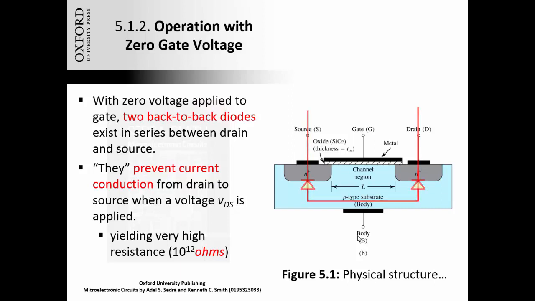All right, so now let's look at the operation of the MOSFET when there is 0 gate voltage. Here we see the 2 intrinsic diodes that are between the source well and the body, and the drain well and the body. Okay.